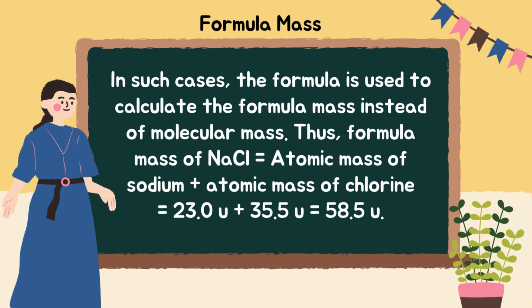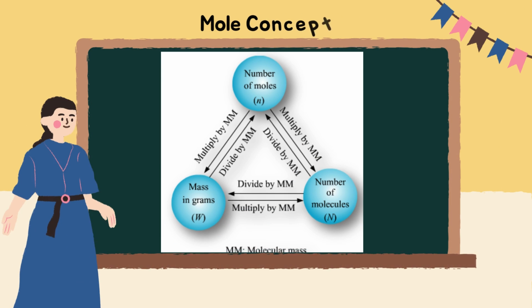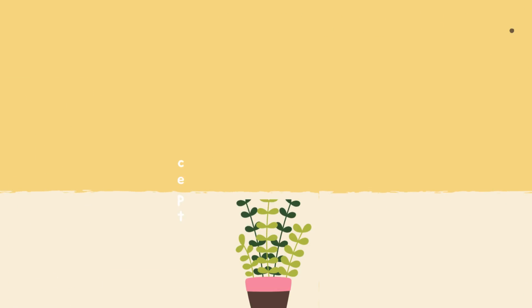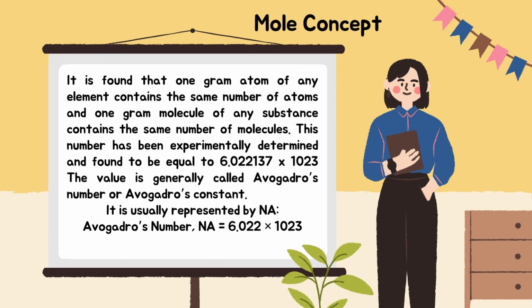Thus, formula mass of NaCl equals atomic mass of sodium plus atomic mass of chlorine equals 23.0 u plus 35.5 u equals 58.5 u. Moving forward with mole concept, it is found that 1 gram atom of any element contains the same number of atoms and 1 gram molecule of any substance contains the same number of molecules. This number has been experimentally determined and found to be equal to 6.022137 times 10 to the 23rd.